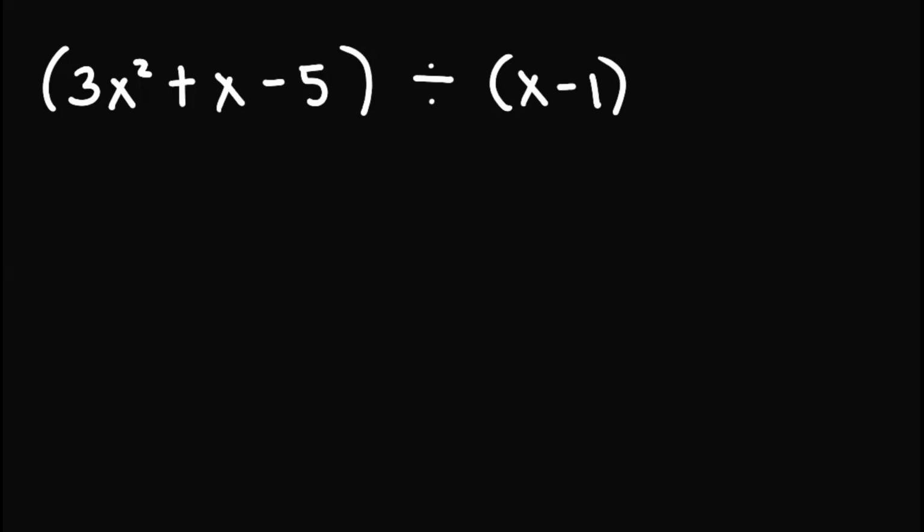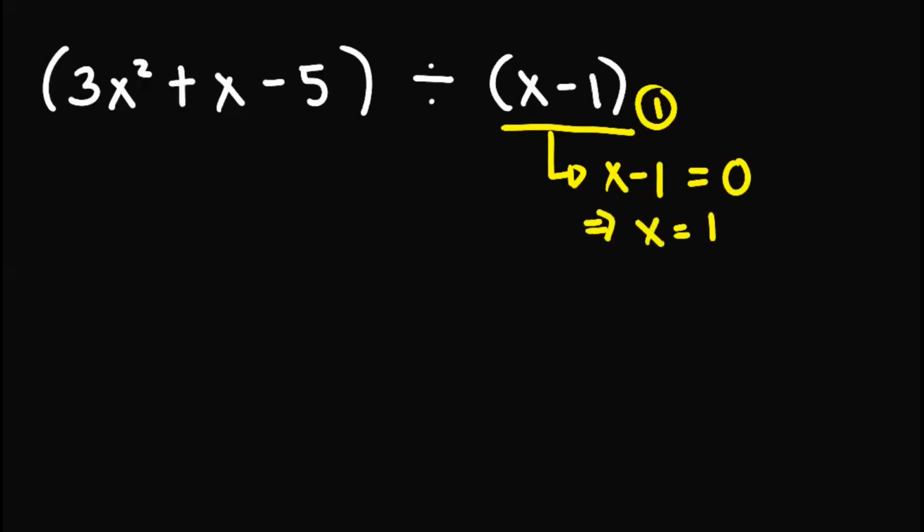Now the remainder theorem states that to get the remainder, we can simply first equate this one to 0. So we will have x minus 1 equals 0, which will give us x equals 1. After that, we will use this value to evaluate the dividend. So this will be step 2.